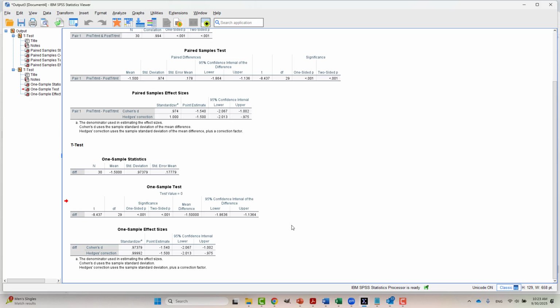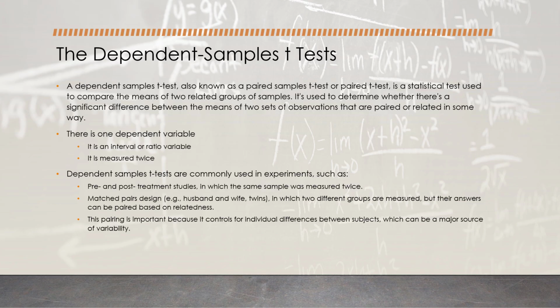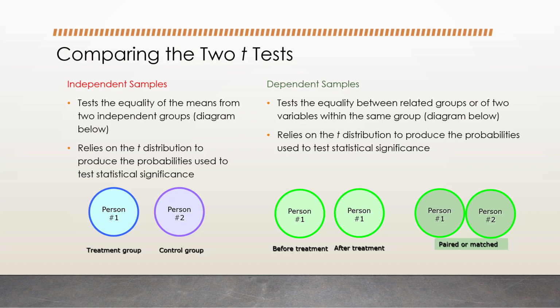This demonstration shows that in the dependent samples t-test, what's being compared is not the means of two measures. It's indeed a one-sample t-test that compares the mean of the differences between paired scores with 0, given the no difference hypothesis. The pairing in a dependent samples t-test is important because it controls for individual differences between subjects, which can be a major source of variability.